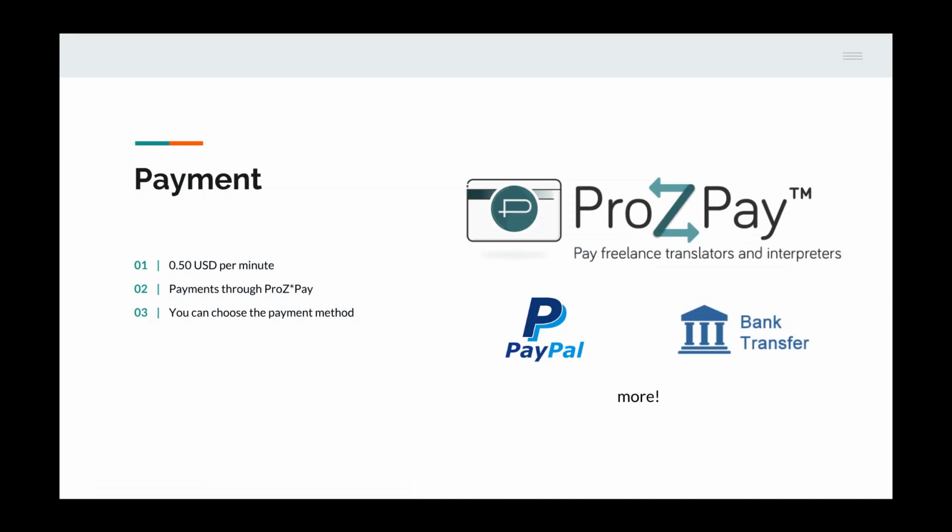Pros.com interpreters are paid 50 cents per minute, that is to say, 30 United States dollars per hour. Payments are made through Pros Pay. As I said before, you can choose a payment method that best suits your needs, PayPal, bank transfer, etc.